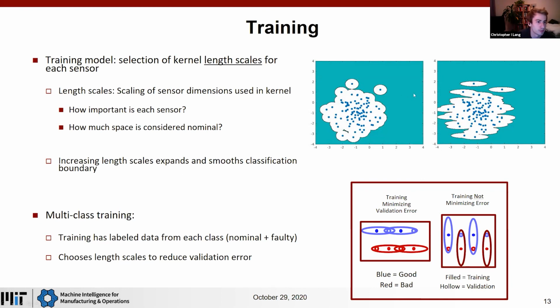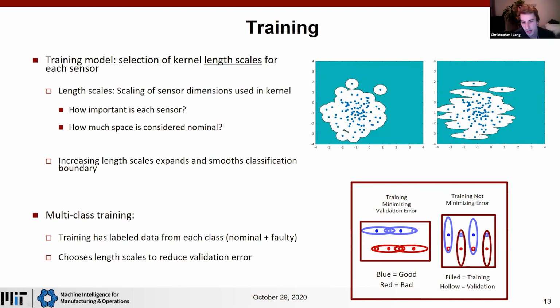In general, increasing the length scale tends to expand and smooth the classification boundary. So these are examples of classification boundaries for 2 different choices of length scale. The first is an even choice of length scale where sensor 1 is as important as sensor 2. And then this is one where sensor 1, the x-axis, is considered less important. So you would choose longer length scales, and you could have a larger range there than sensor 2, the y-axis.